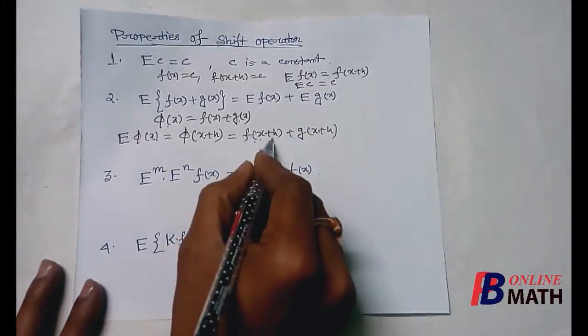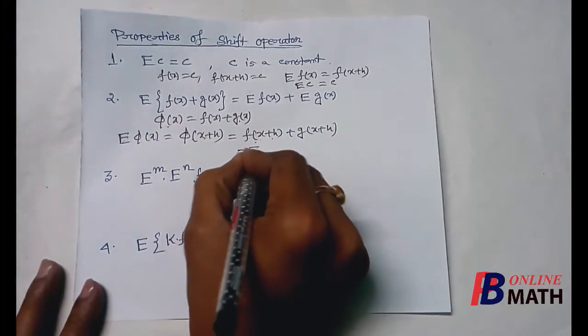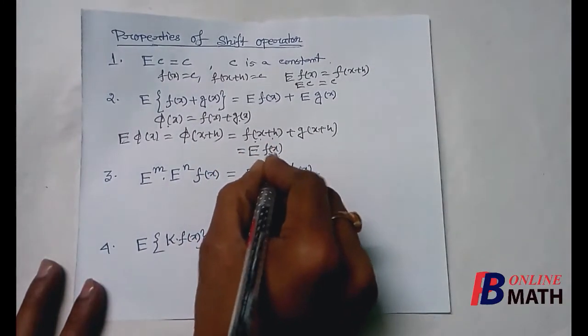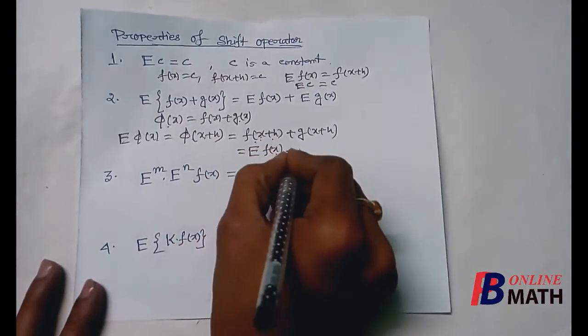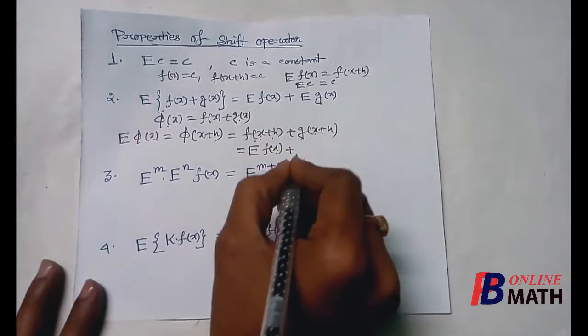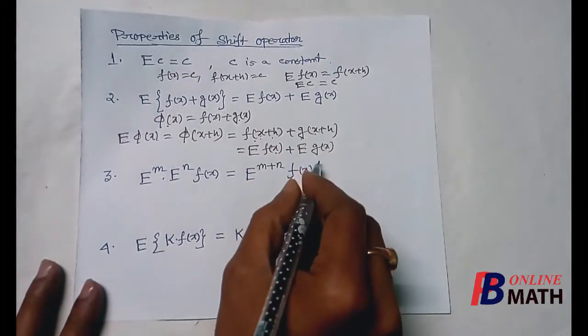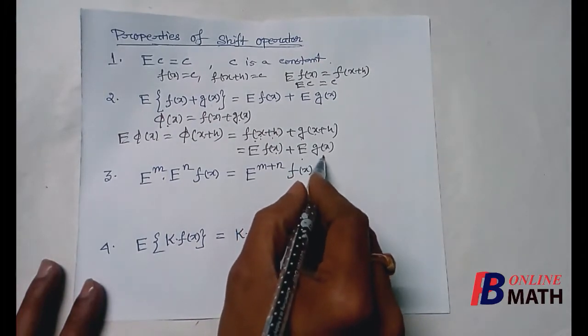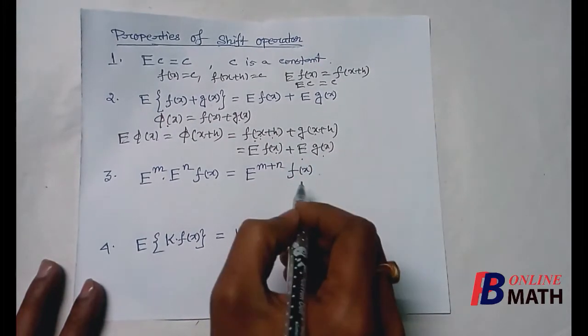Now f(x+h) can be written as E of f(x). So if we apply the shift operator on f(x), then we shall get f(x+h). Similarly, g(x+h) can be written as E of g(x). So if we apply the shift operator on g(x), we shall get g(x+h).